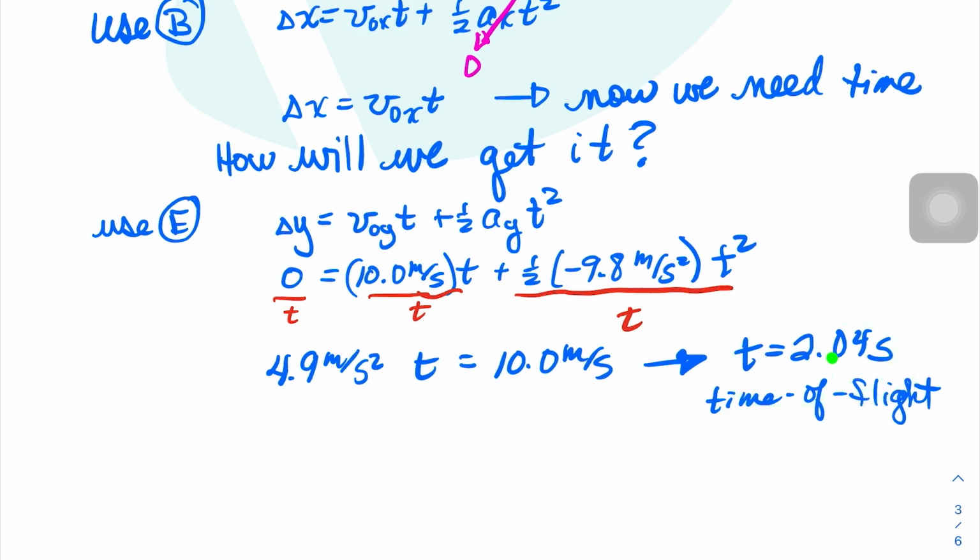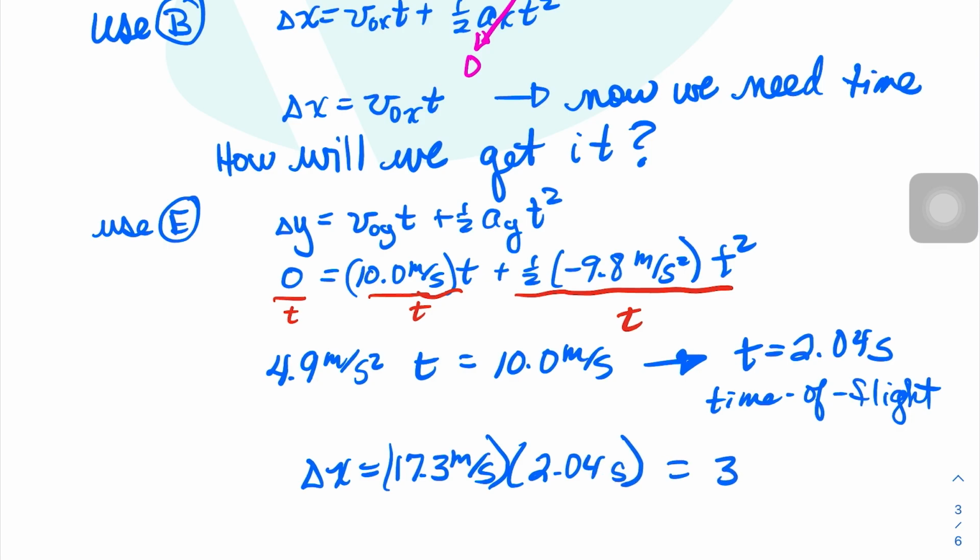Okay, so we're ready for our last step. I'm going to take that time that I just solved for and substitute it into the delta x equals v naught x times t equation. So the v naught x I had from earlier, I'm going to use that time, sub it in, and I will have how far my football went, so where the punt returner should position himself to catch the ball.